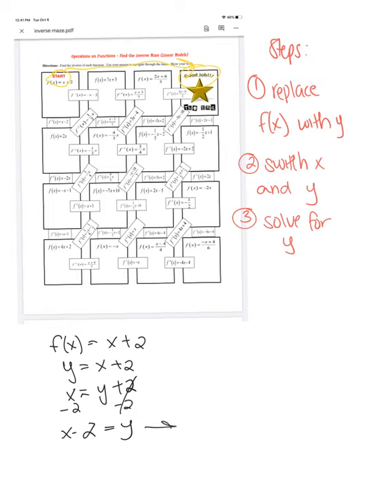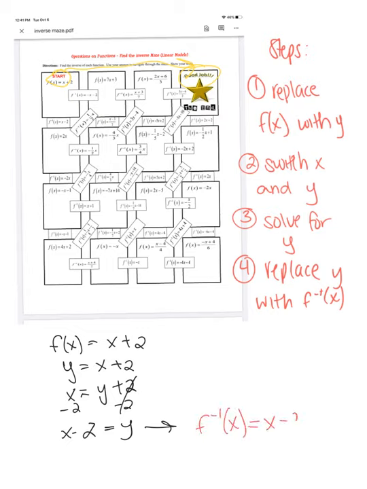Then I'll come over here, okay? x minus 2, those terms cannot be combined because they're not like terms, okay? So that has to stay like this. But then my last step is to replace y with f inverse of x, okay? So my final answer would be f inverse of x equals x minus 2. Then I'm going to go up to my maze and see that this is my answer, okay? So that means that I would be going down into the next problem.